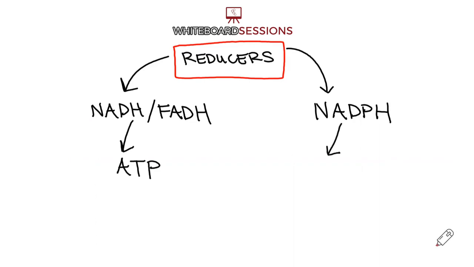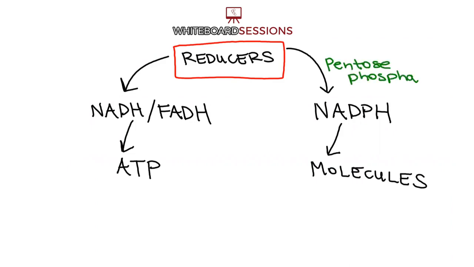Every time you donate electrons, you energize a process, right? So when NADPH gives off its electron, the whole purpose is to make molecules, right? So you can see that on here. And by the way, whenever you see NADPH on the exam, immediately think pentose phosphate shunt. That's where NADPH comes from, the pentose phosphate shunt.